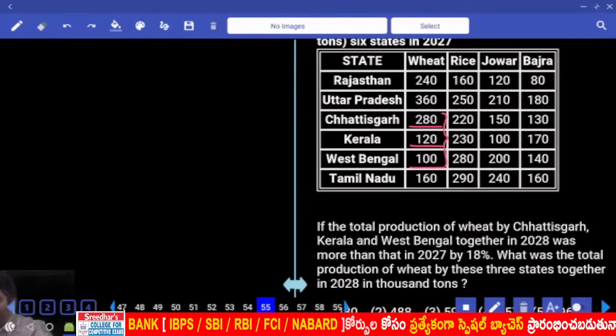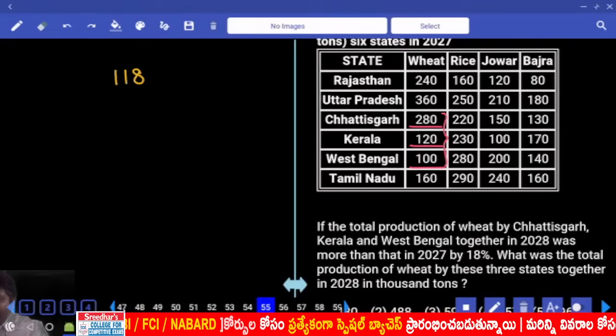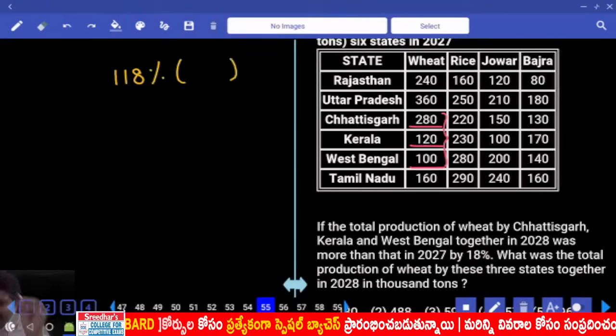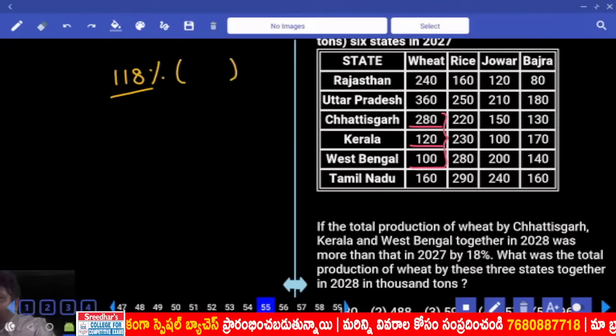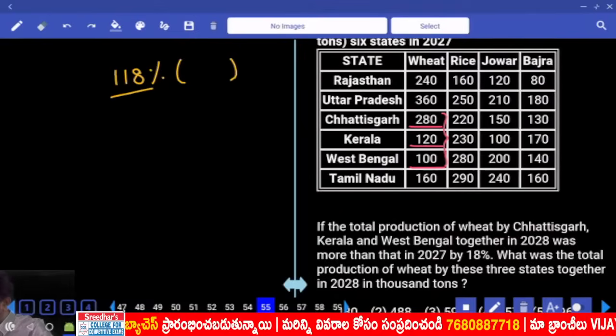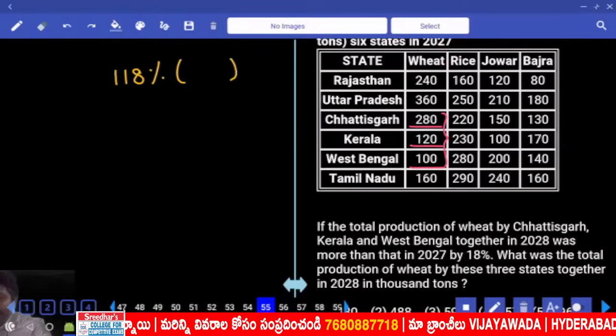That is one way. The other way is, finally, if it is increasing by 18%, it becomes 118% of some number. Can we verify 118 multiple? Are you good at 118 multiple? All right. What is next factor for 118?